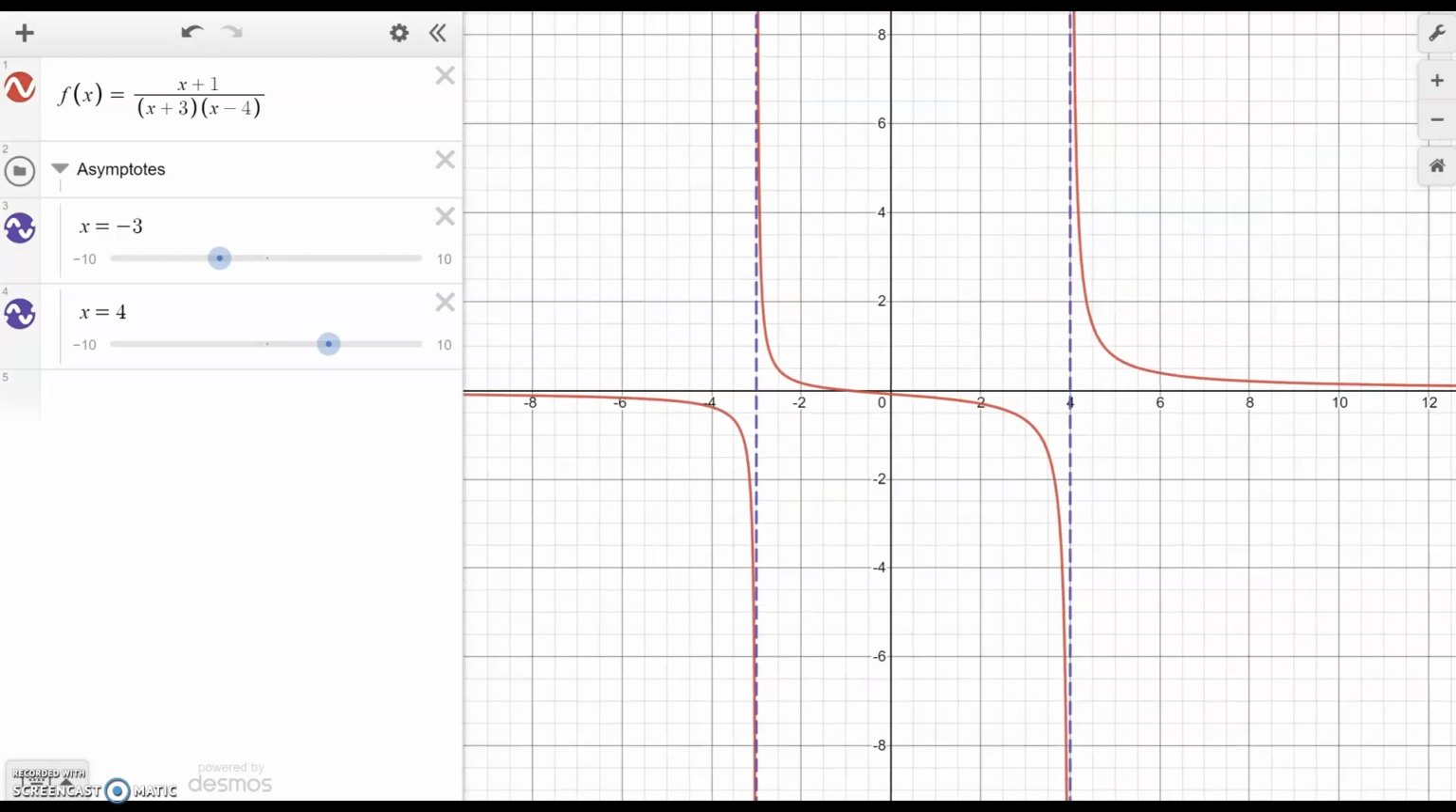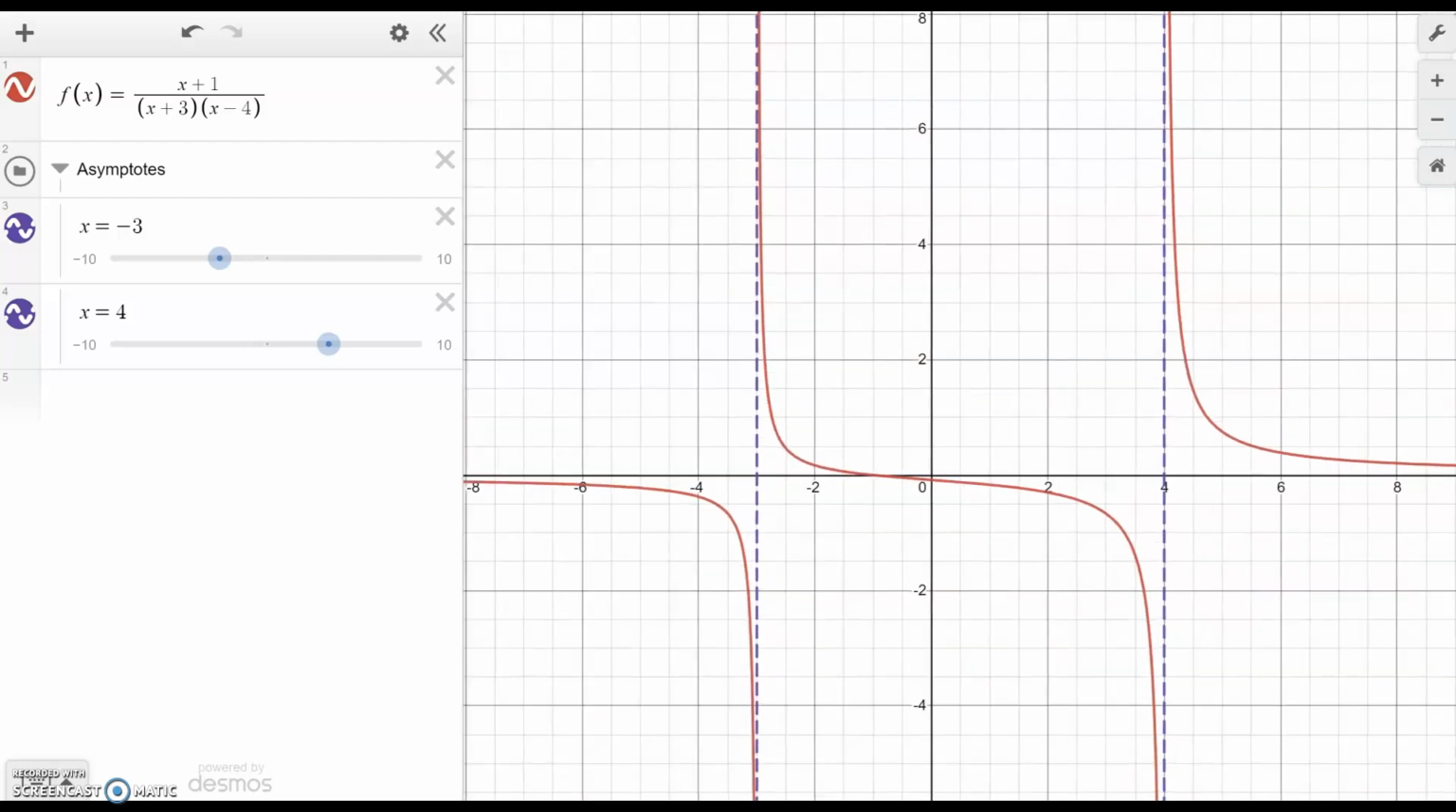Okay, so the boundary lines just kind of help us see where the ends are pointing towards. But our graph for a vertical asymptote is never going to cross or touch that line.